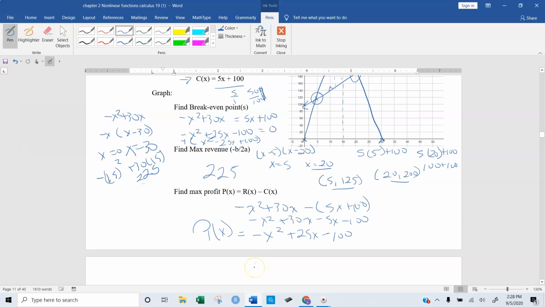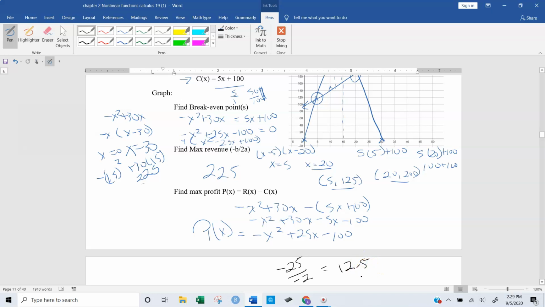So we're going to take the negative out, and we have x squared minus 25x plus 100, and we know that that factors. Oh, actually, I don't want to do that. I'm going to change my mind. We're going to do this easier. We're going to do opposite of b over 2a, just so it's a little faster. So the opposite of b is negative 25 over 2a, which would be a negative 2. So this means we are at 12.5 is where my max profit happens.